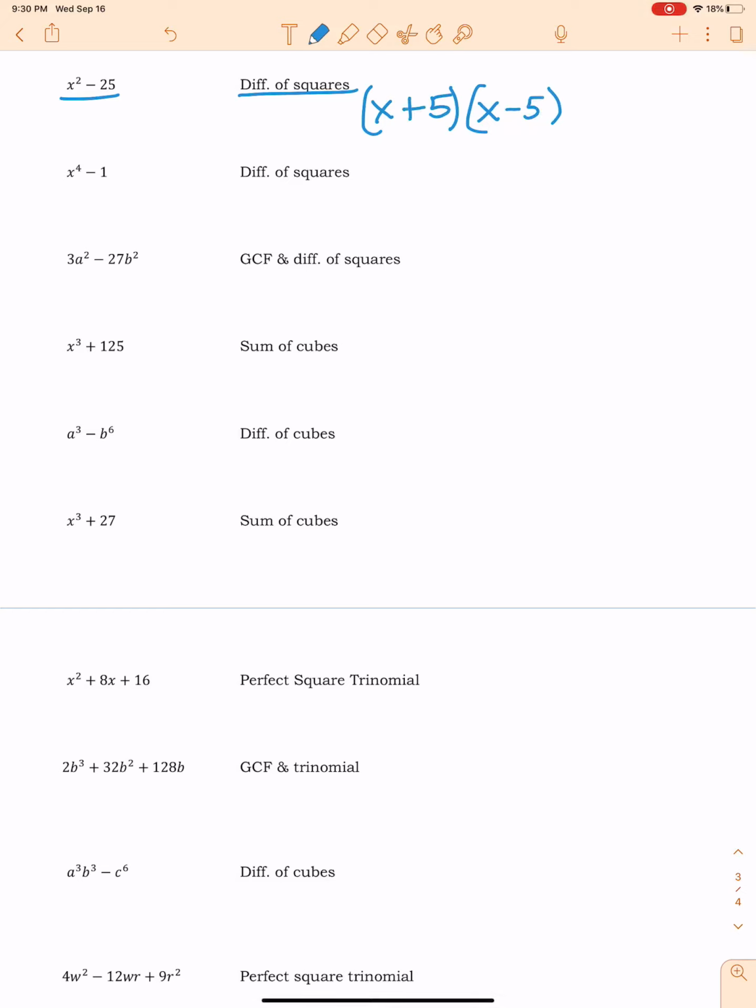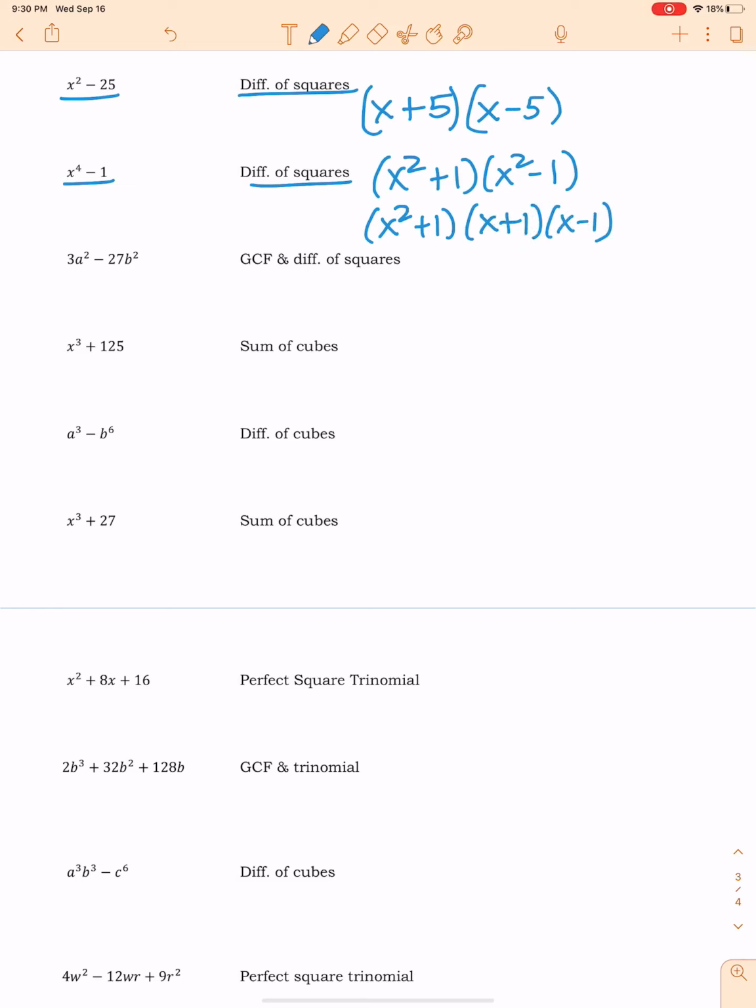All done. Okay, this is a difference of squares, x to the 4th minus 1. So x squared plus 1, x squared minus 1, and here's the bad news. This x squared minus 1 will factor again. So this completely factored is going to be those three factors right there.